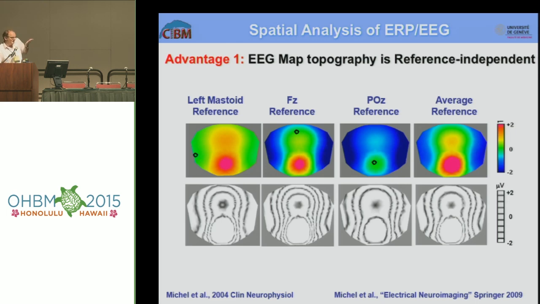It's only the level from where you look at them that changes. It's like looking on a landscape from the lake level. All mountains are above you, or you are on the top of the mountain, everything is below you, but the topography, the landscape does not change. You just changed your position to look at them, but you don't change the reference. So maps, topographies, electrical fields are reference independent, while, as I showed in the beginning, measurements of amplitude and latencies are not.